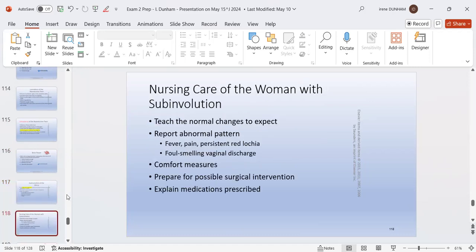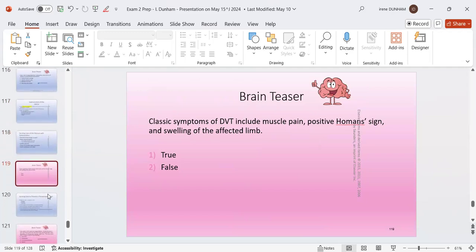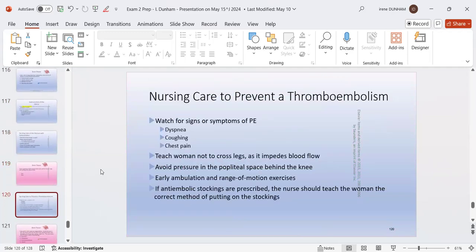All righty, let's go on here. Let's do another brain teaser. Classic symptoms of a DVT, deep vein thrombosis, include muscle pain, a positive Homans sign, and swelling of the affected limb. True. Good. All right, you might see that one again.